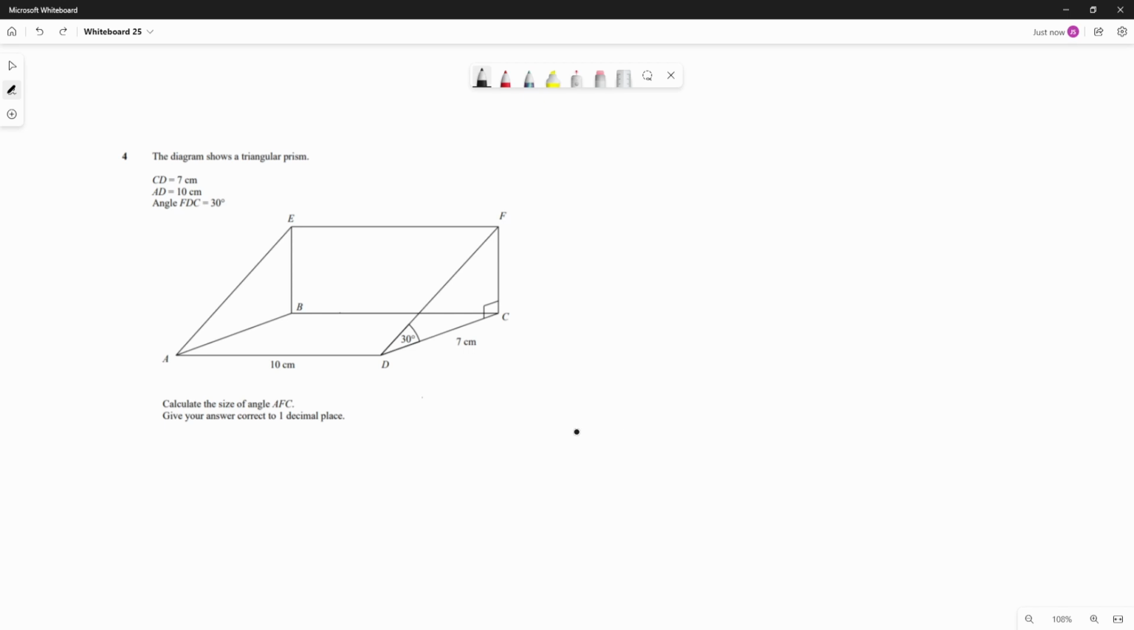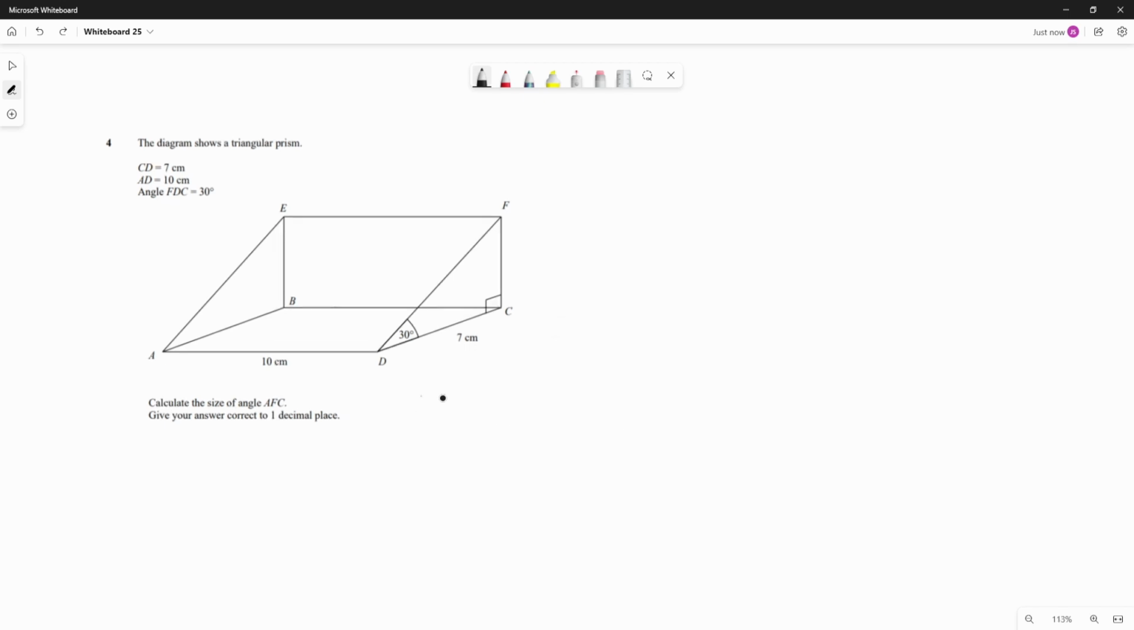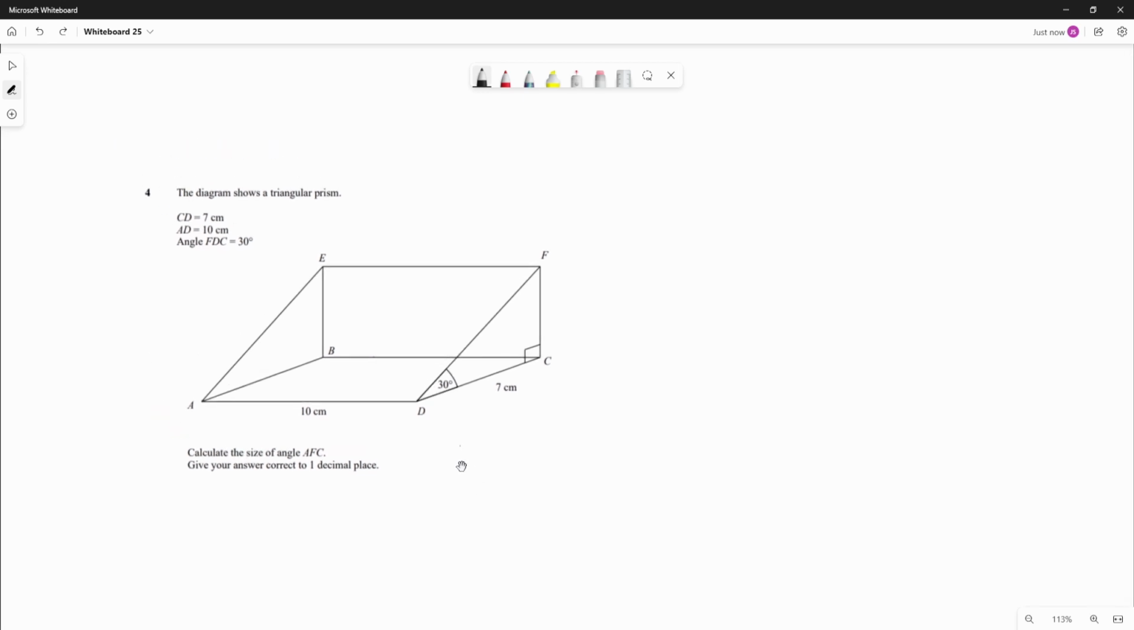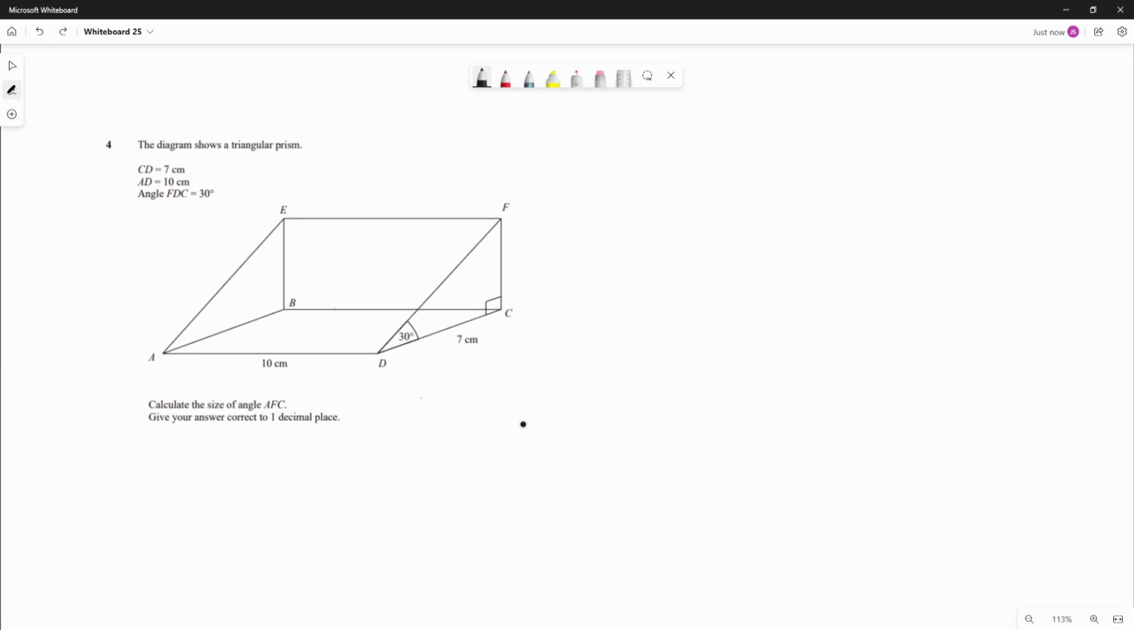Okay, here we have another problem. This time, instead of a cuboid, we have a triangular prism. And you can already see that you're given an angle and a length, so you're going to have to do some sort of SOHCAHTOA. You're given that CD is 7 centimeters. They have already labeled that for us, thankfully. A to D is 10 centimeters, and angle FDC is 30 degrees. We want to calculate angle AFC, so that right there, and we want the answer to 1 decimal place.